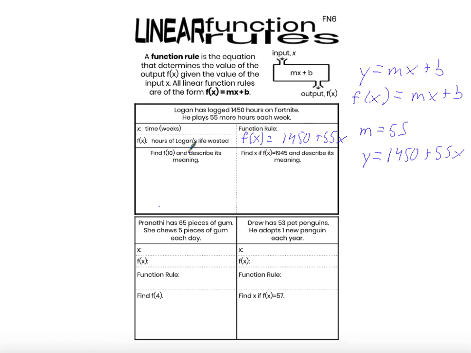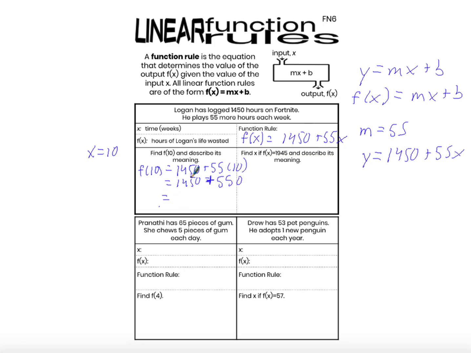Two different questions I could be asked. I could be asked to find, for example, f of 10, meaning I'm being told that the input is 10, or I could be asked to find x given the output f of x. If I'm asked to find the output given an input of 10, that means I just plug in 10 for x. F of 10 is 1,450 plus 55 times 10. Not a lot of space here, but I'm just going to evaluate my function rule for x equals 10.